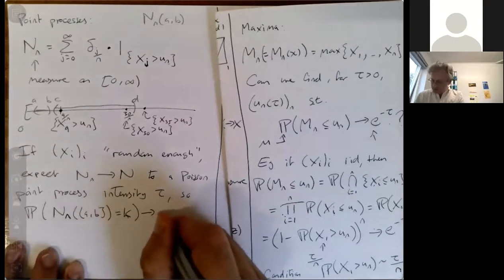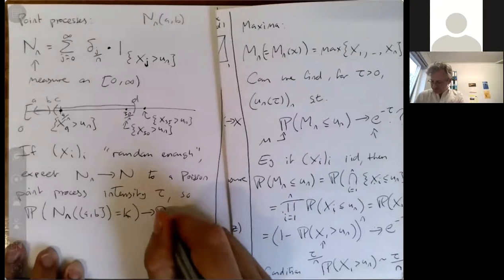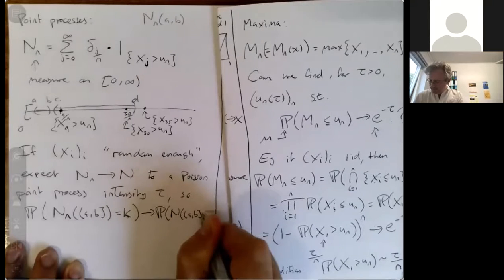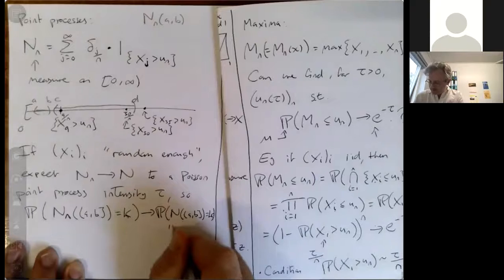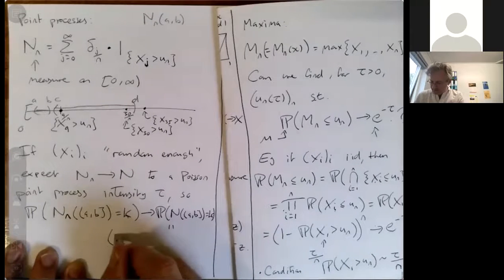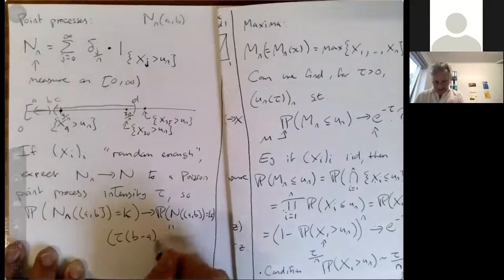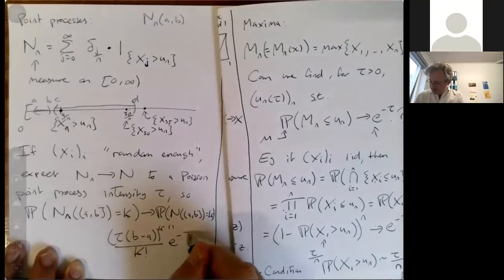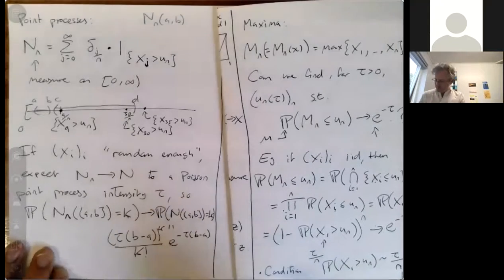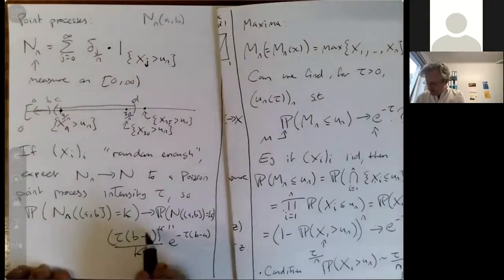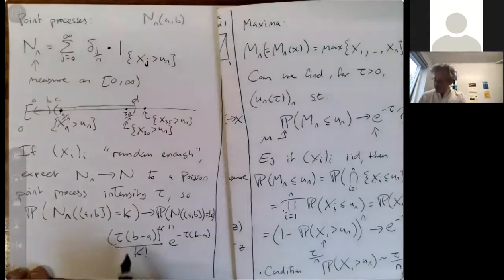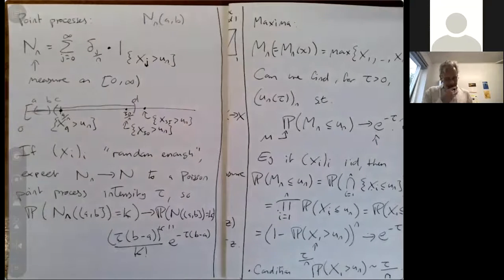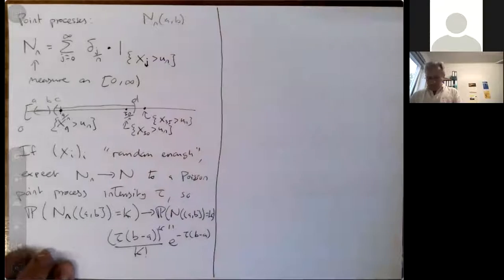This should tend to this Poisson process, the probability that N of AB is equal to k. A Poisson process with intensity tau means that this can be computed as tau times (b minus a) all to the k over k factorial, times e to the minus tau times (b minus a). The intensity tau just tells you how, well, yes, it's some integral, but this is a simple case. You just multiply this by tau, you multiply that by tau.